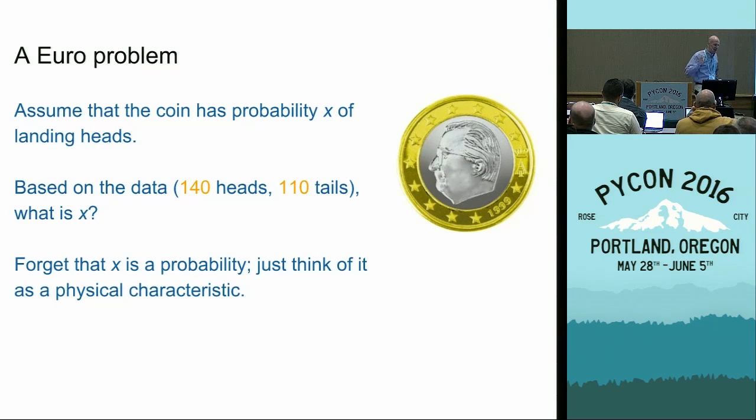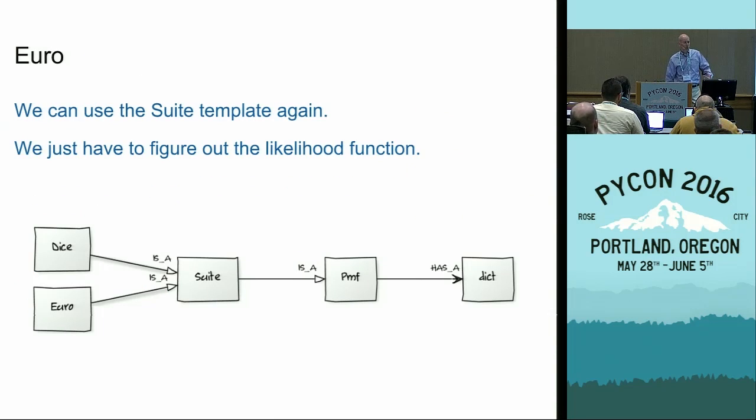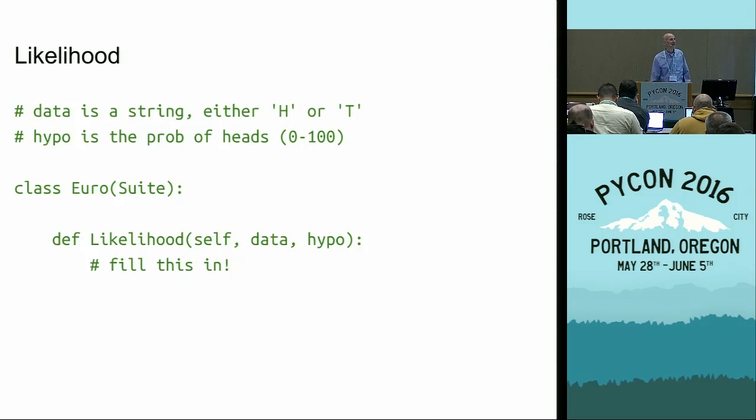To help you avoid that, think of x as being a physical characteristic of the coin. Forget temporarily that it's a probability. So this is a coin, and it has a weight, and it has a diameter, and it has some probability x of landing heads when you spin it on edge. Okay? And we're going to estimate what x is. We're going to use the same Suite template again, which means that we're going to create a new thing called Euro that inherits from Suite, and our job is to fill in the likelihood function. If we do that, the Suite framework will do the whole Bayesian update. That's all we have to do. So this is the framework that you're going to fill in. This is your next exercise.